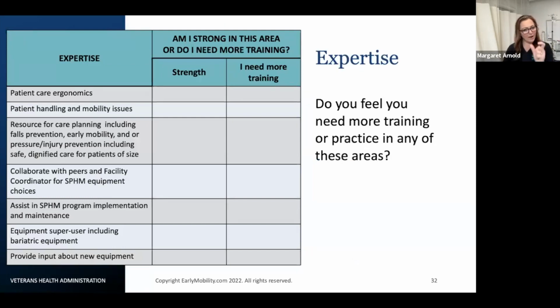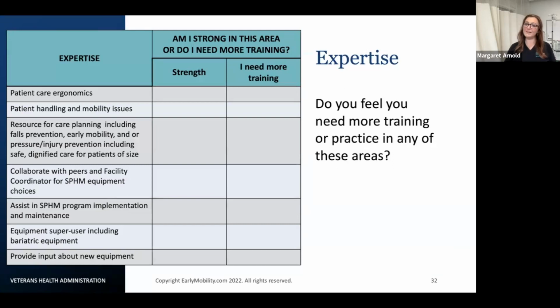Expertise. So just a quick pause here. And as you look at these different expertise areas, ask yourself, am I strong in this area, or do I need more training? It's really important as a unit peer leader to be truthful with yourself and understand and be transparent. You can't be good at everything. Nobody is good at everything.